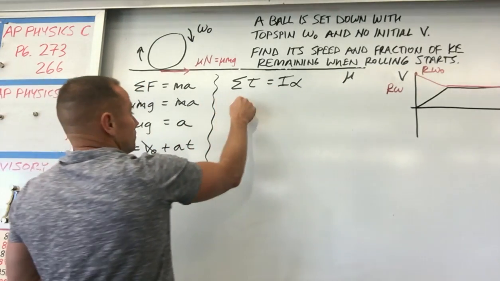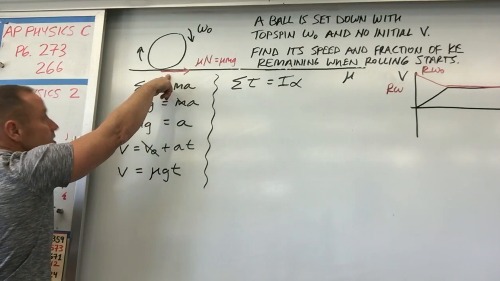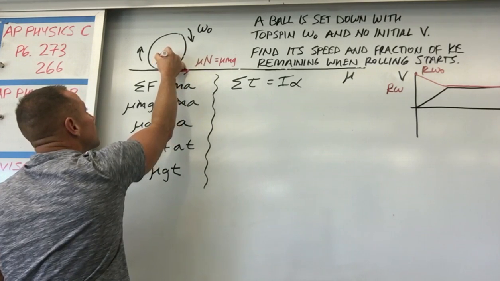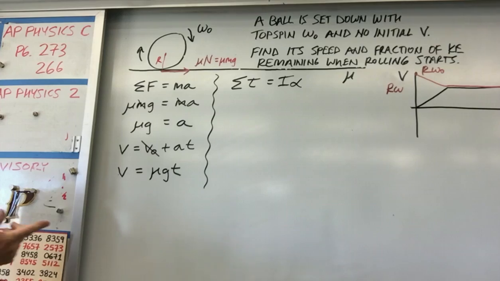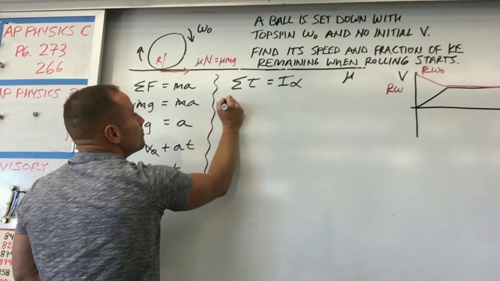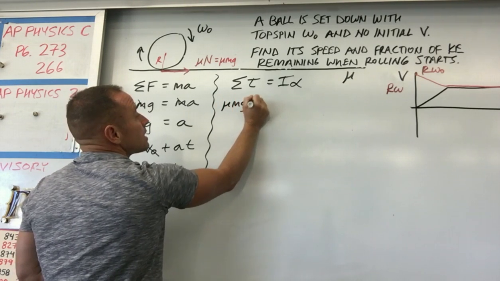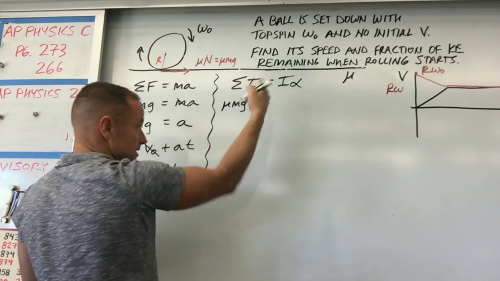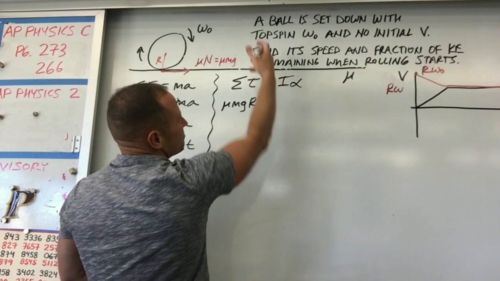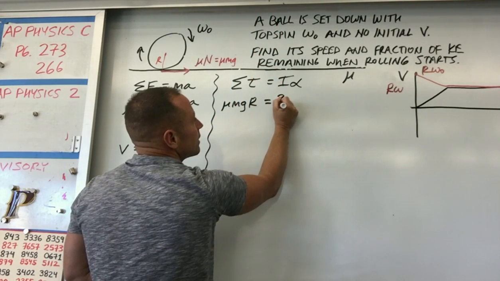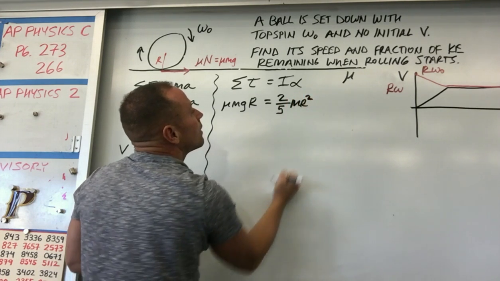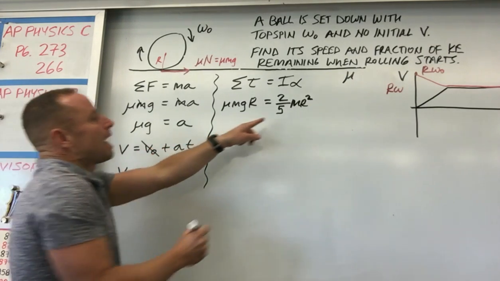So what's going to happen here is the torque is being provided by this friction force here. So we better put the radius of the ball, here's r. So our torque is going to be friction force times distance, or mu mg times r. Force times distance is a torque, right? Then that equals the moment of inertia, which for a solid sphere is 2/5 mr squared. You can look that up, right? And then alpha.